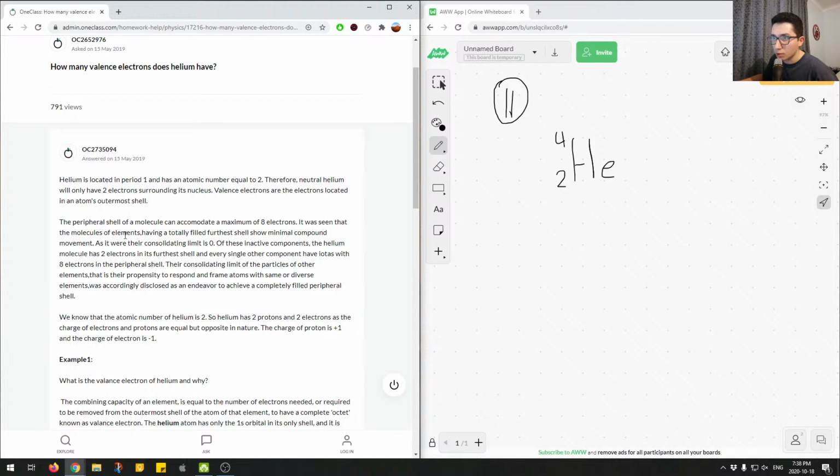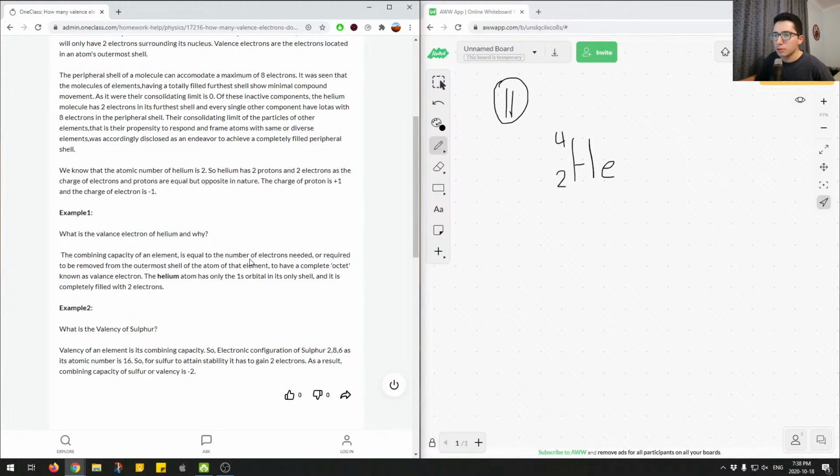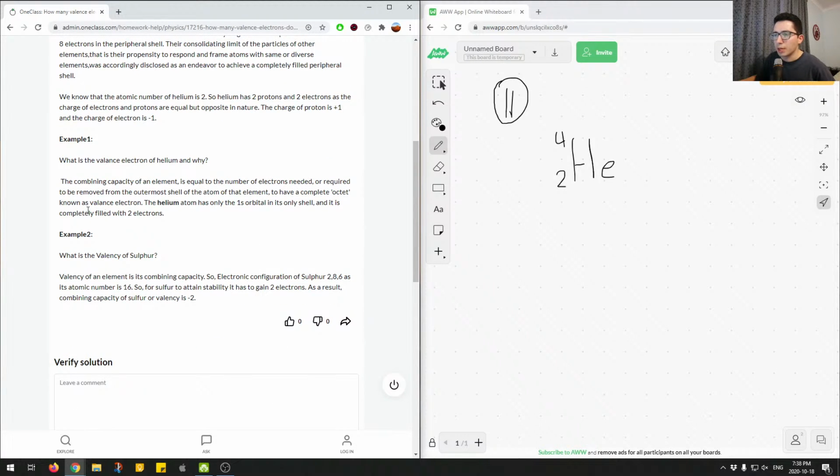It was seen that a molecule of elements having a totally filled furthest shell show minimal compound movement. This is kind of a further explanation of what's going on. So we can go further. We know that the atomic number of helium is 2, so it only has 2 protons and 2 electrons, as the charge of the electrons and protons are equal. So for helium, the charges of the electrons and protons are opposite, positive and negative, so we know that there's 2 electrons to make a neutral helium atom. So yeah, they go on to explain this a little further.